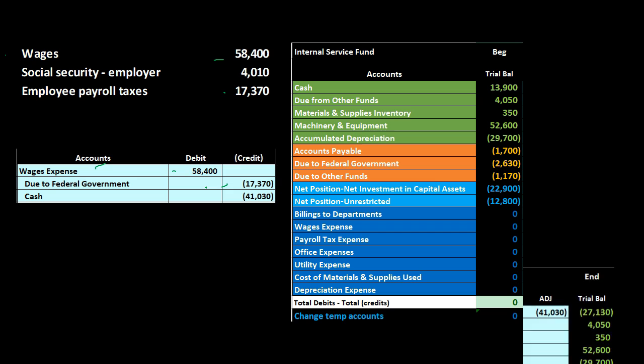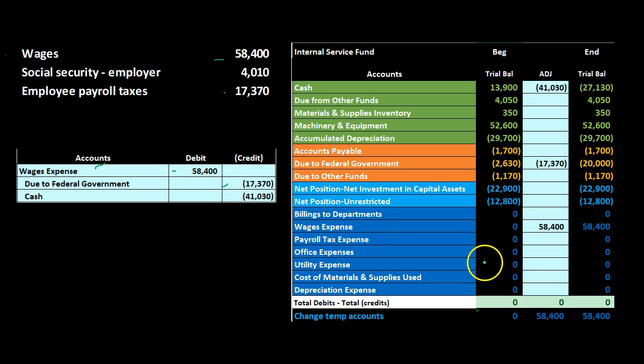Okay, so if we post this out, we're going to say that the wages expense down here is going to be going up. That's the expense increasing. Then we have the due to the federal government. That's going to be a liability that we're going to pay for the payroll taxes. That's increasing. Then we have the cash. That's going to be going down. This is going to be the net paychecks that we are paying out. That's going to be the transaction for the payroll, in essence.